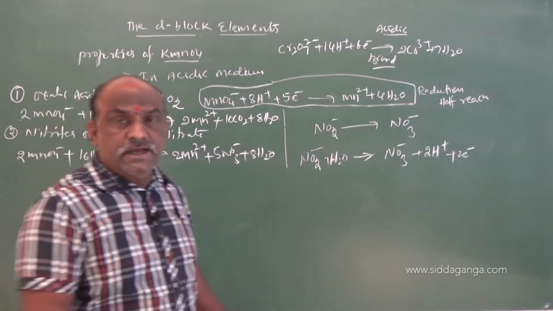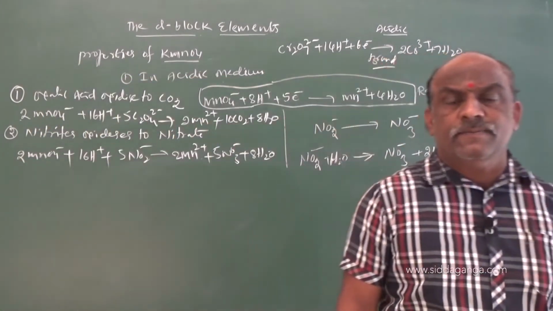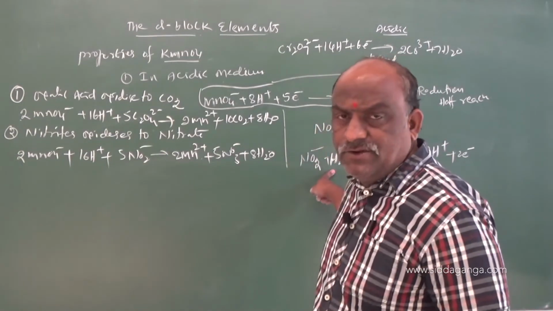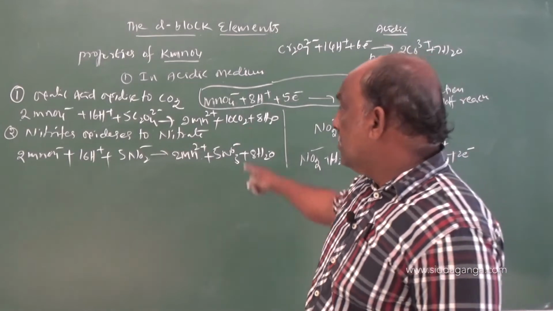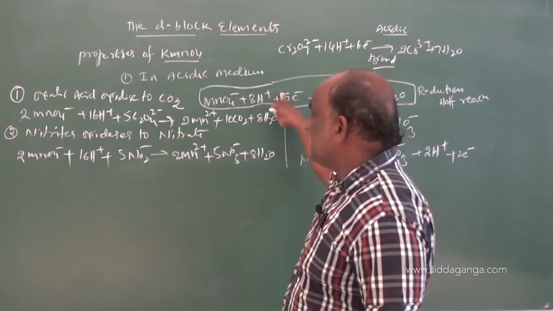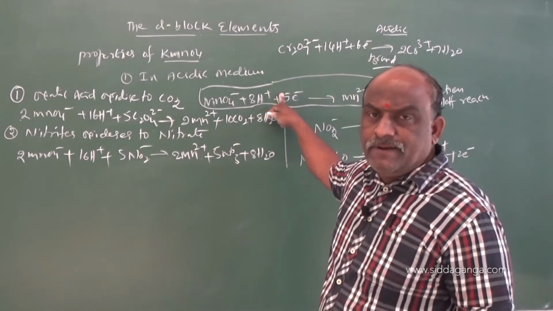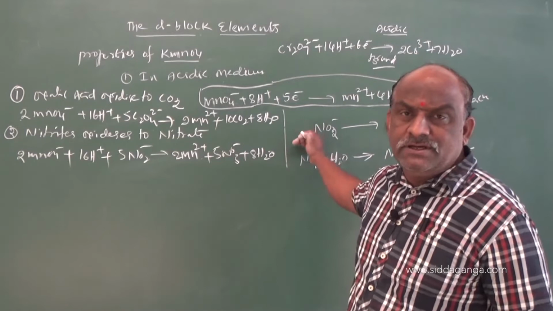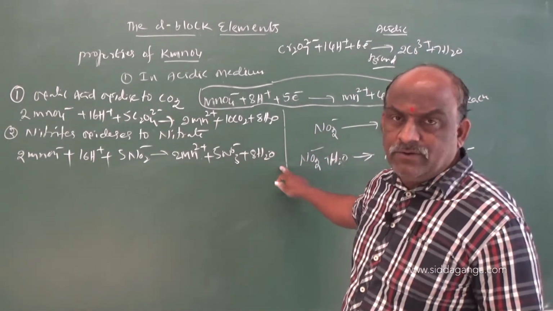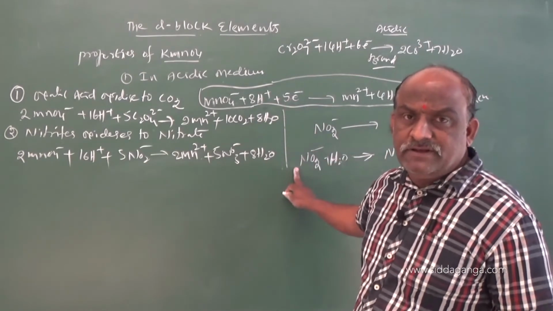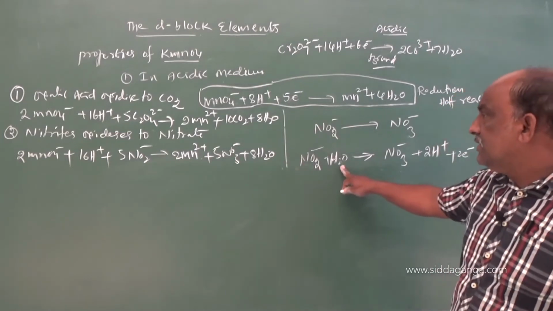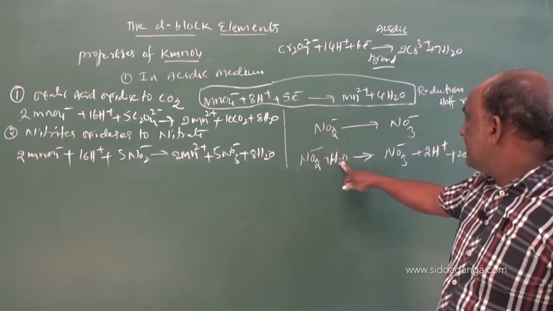Nitrites oxidized to nitrates. Why I selected this equation is because both examples can have the same number of electrons. In the branded equation there are 5 electrons, so there is no change for this. The approaching oxidizing species also contains the same electrons, so we should multiply by the same number. This is multiplied with 2 and this is multiplied with 5.